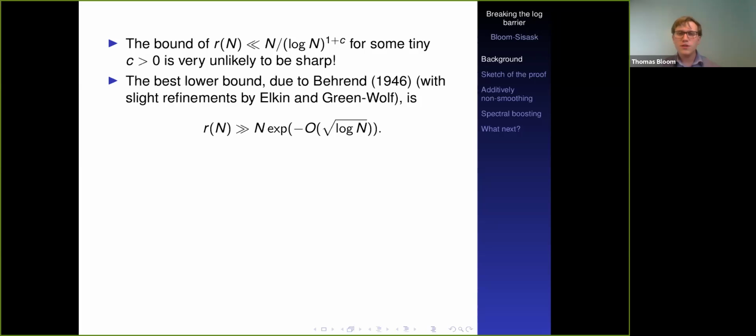So a bound of this shape is originally due to Behrend. There have been slight refinements in recent years by Elkin and Green and Wolf. But essentially, the lower bound is still of the same strength as Behrend's bound from the 40s, which is r of N is at least N times e to the minus square root log N, with some constants thrown in. So in particular, that's smaller than any power of log N.